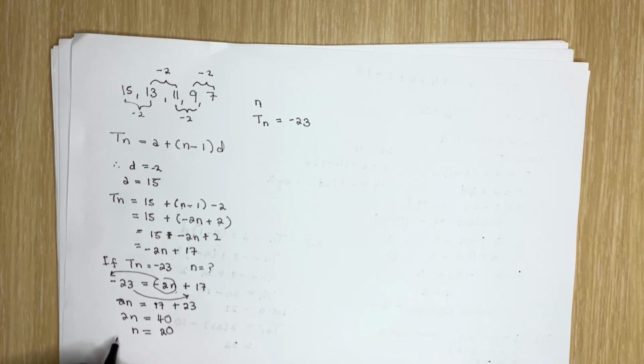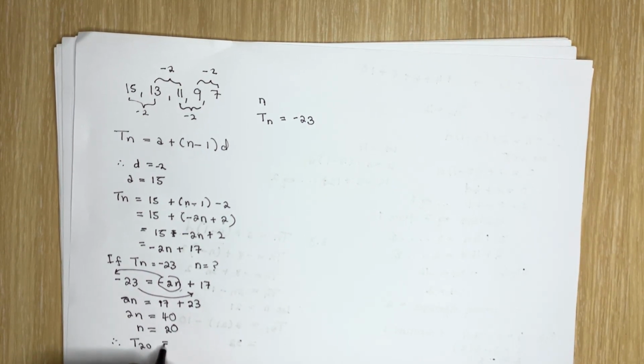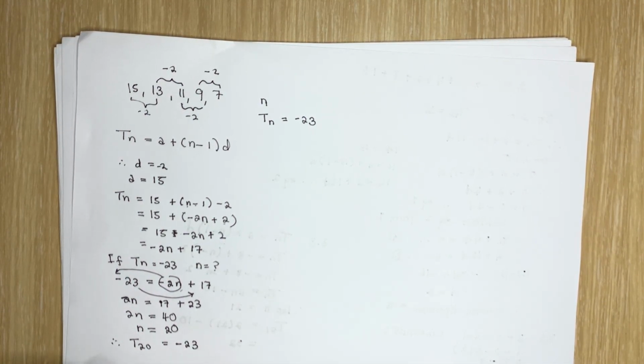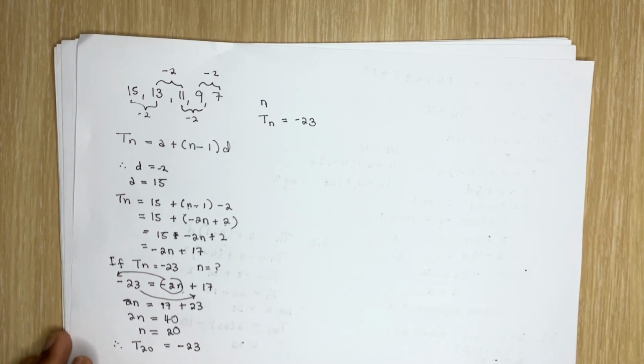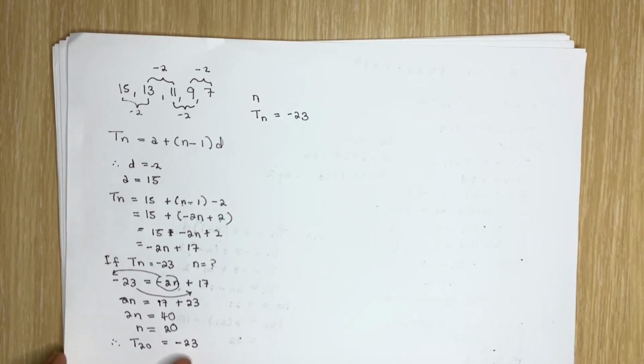In other words, you're saying T20 is equal to negative 23. Okay, so I hope you understood that. If you have any question, please feel free to leave your questions in the comment section.